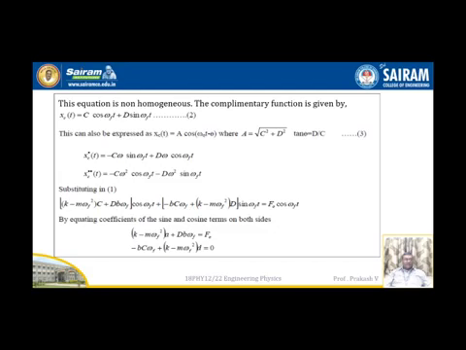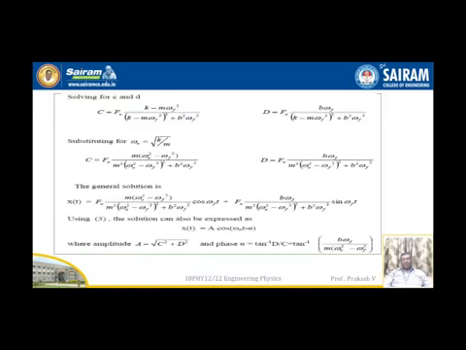By solving for C and D, we get the value of C as C = F0 (k - mωf²) / [(k - mωf²)² + b²ωf²], and the value of D is D = F0 bωf / [(k - mωf²)² + b²ωf²].